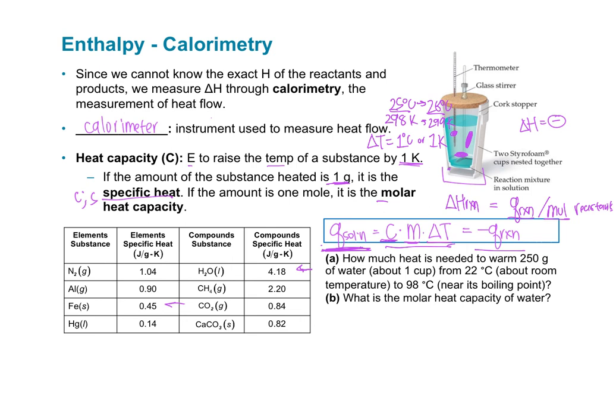So just to practice our q equation, we're going to find out how much heat is needed to warm 250 grams of water from 22 degrees Celsius to 98. So I have q equals c m delta T from up here. I'm heating water, whose heat capacity is 4.18 joules per gram per degree, and I'm going to actually use degrees Celsius instead of Kelvin, for the reason I told you up here. My mass is 250 grams, and then my delta T, I have 98 degrees Celsius minus 22 degrees Celsius, so that's 76.